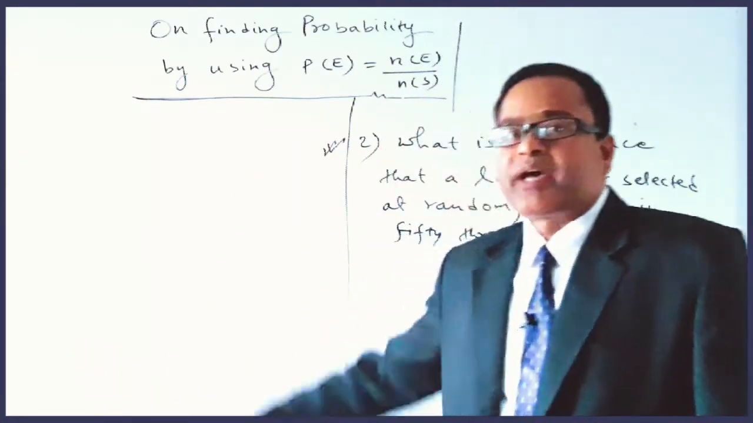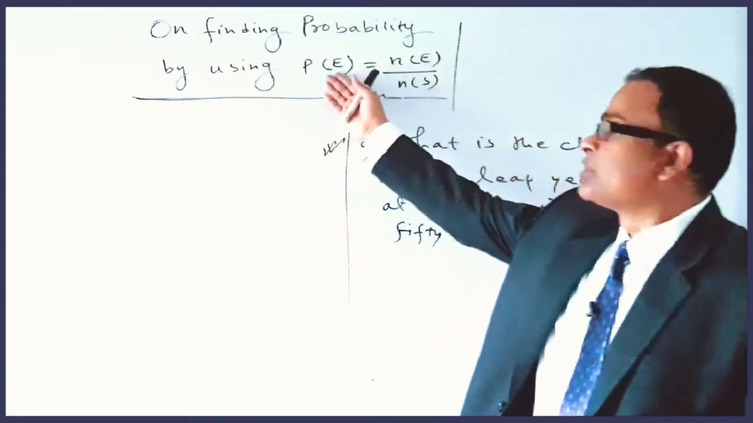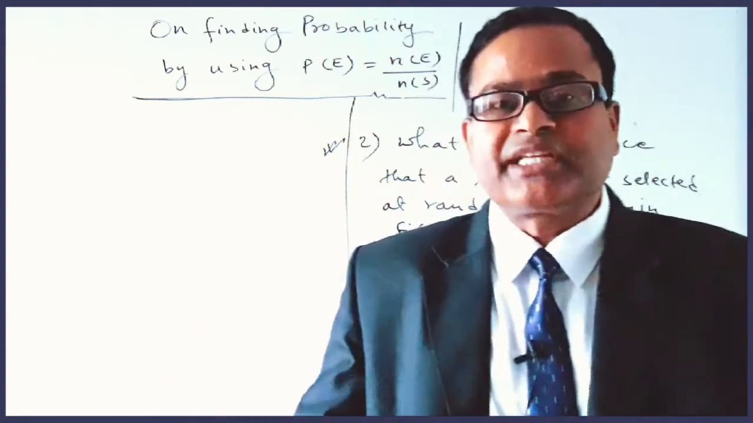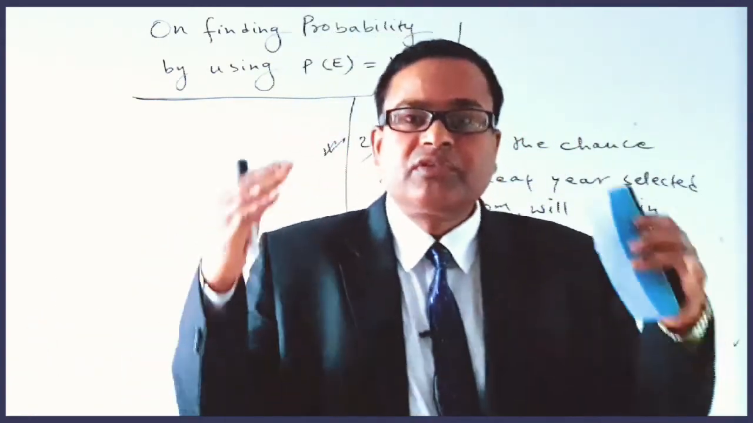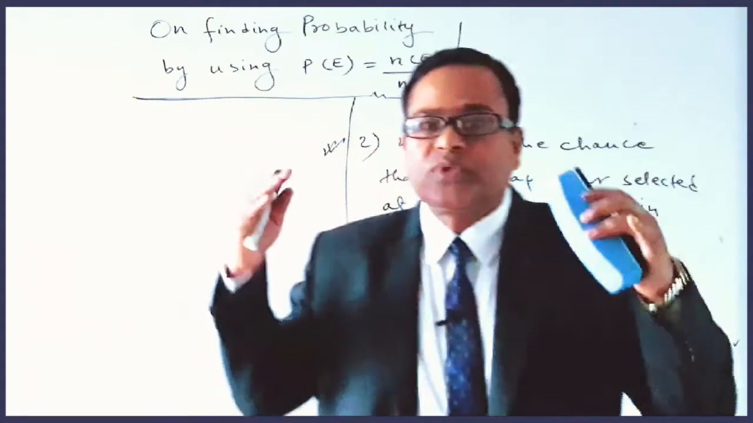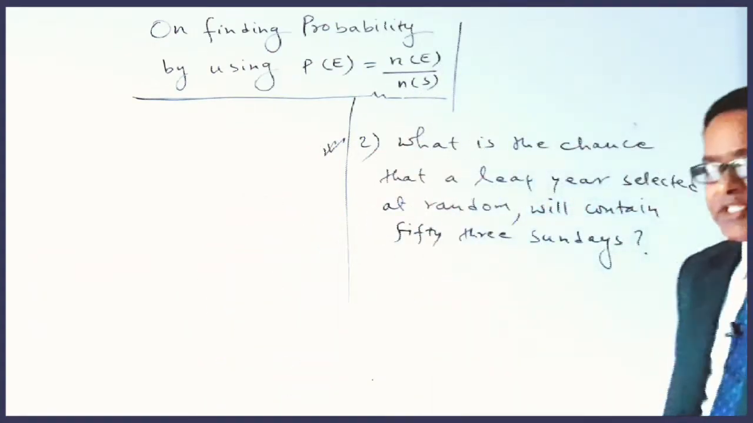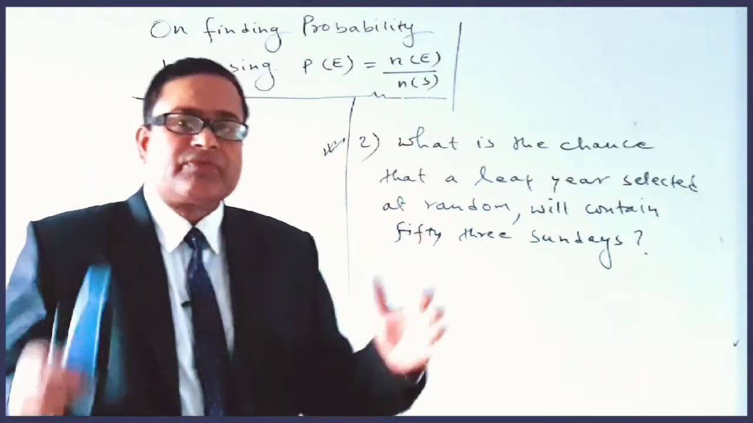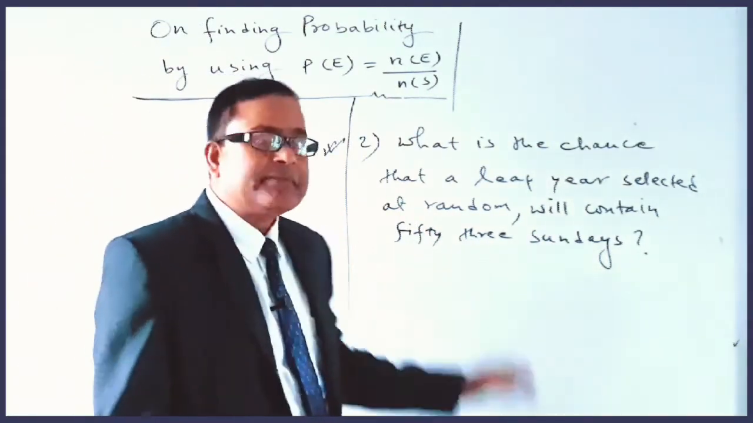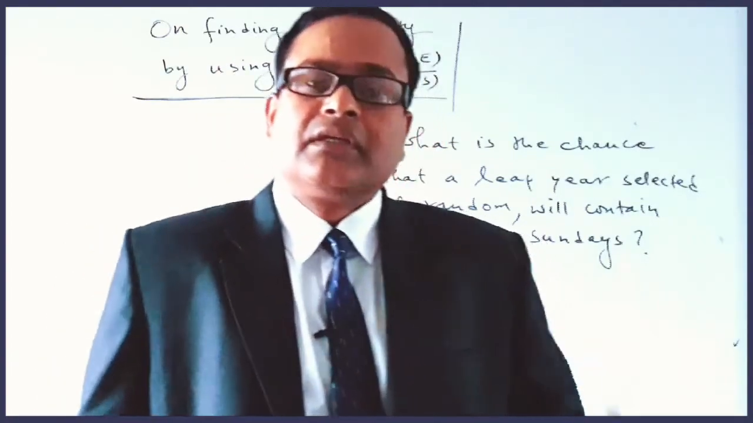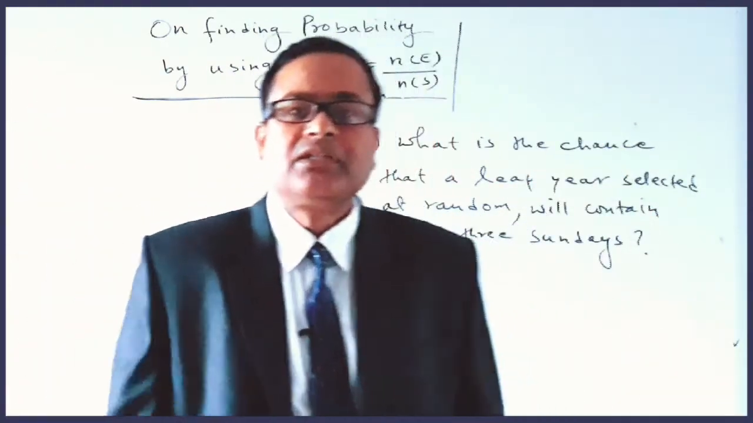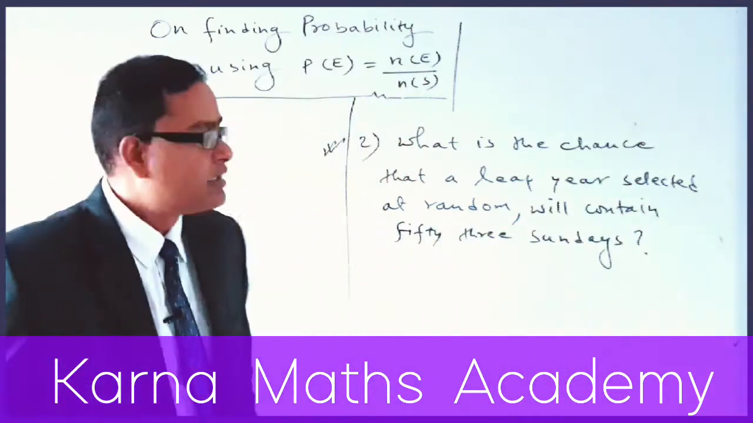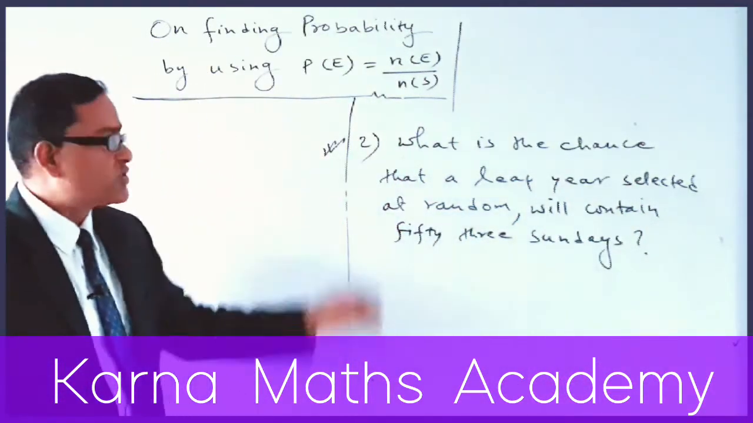So dear students, by using the formula of probability P is equal to NE by NS, let us solve one of the most important questions of probability, which is question number 2. According to this question number 2, we have to find the probability that a leap year will contain 53 Sundays. So let's go to question number 2.